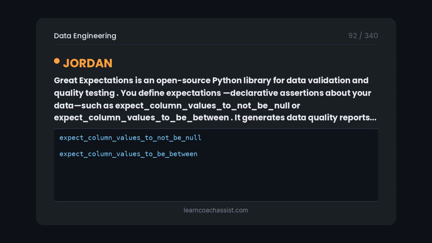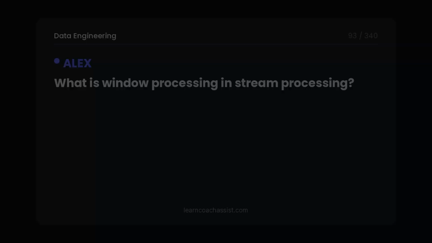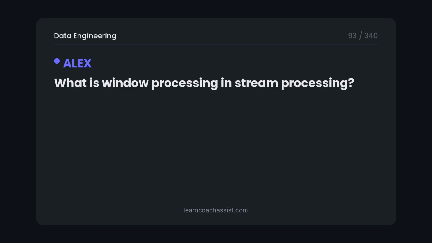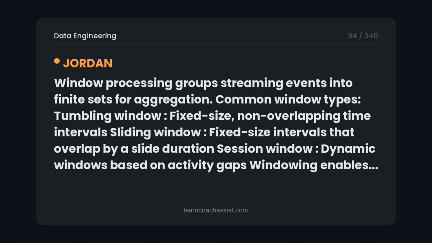data enters downstream systems. What is window processing and stream processing? Window processing groups streaming events into finite sets for aggregation. Common window types: tumbling window, fixed-size, non-overlapping time intervals; sliding window, fixed-size intervals that overlap by a slide duration; session window, dynamic windows based on activity gaps. Windowing enables operations like counting events per 5-minute window in tools like Flink and Spark Streaming.